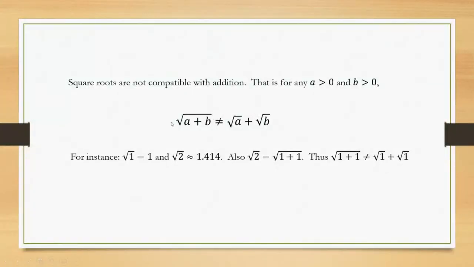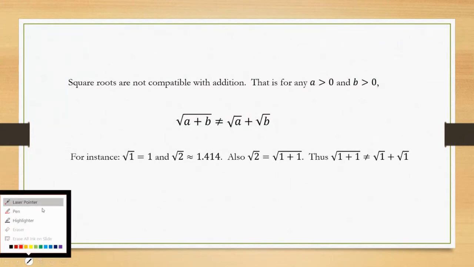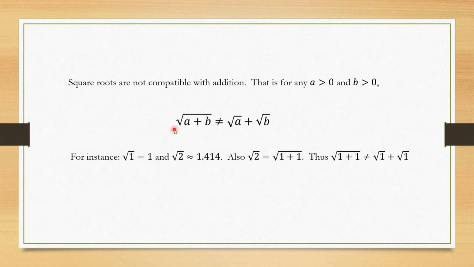Okay, so here I'm basically giving you a warning about square roots. The square root of a sum is not the sum of the square roots. Taking the square root is not compatible with addition, in other words. And I give you an example there illustrating that.